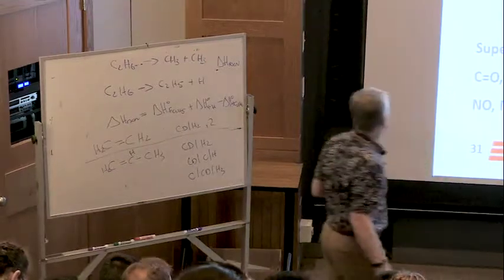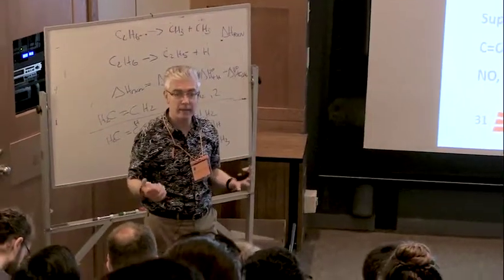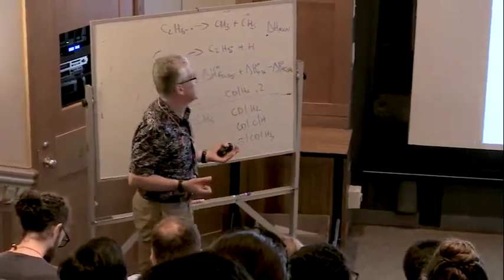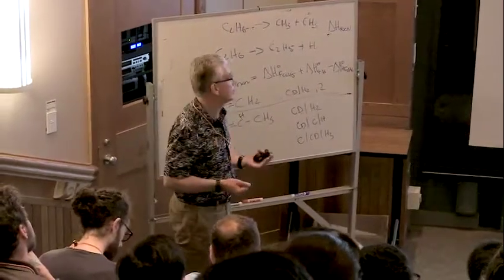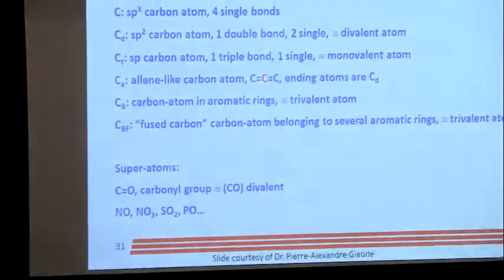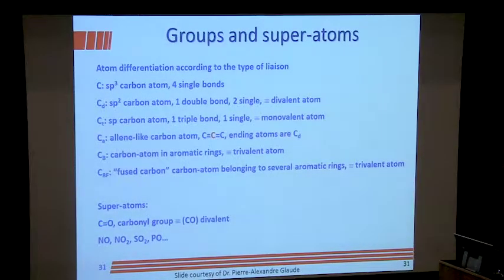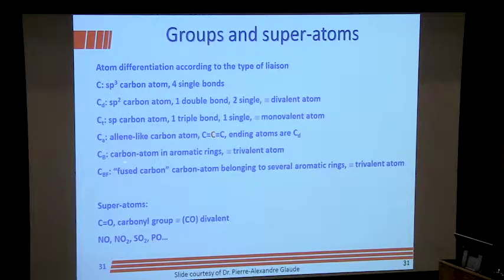And then we have triple bonded. So in propyne, you've got a triple bonded carbon, and that's an sp hybridized carbon atom. One triple bond. And then we have Ca, an allene-like carbon, a carbon with a double bond on each side. We call that Ca. And Cb will be a carbon atom in an aromatic ring, a trivalent carbon. And then you've got Cbf, a fused carbon atom belonging to several aromatic rings.